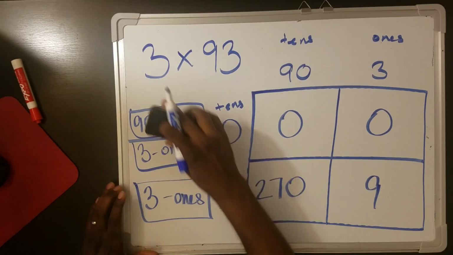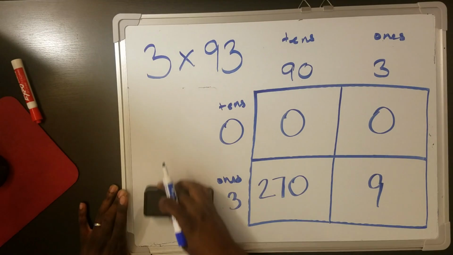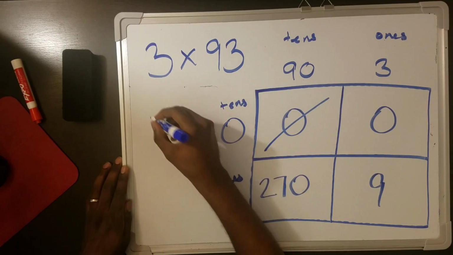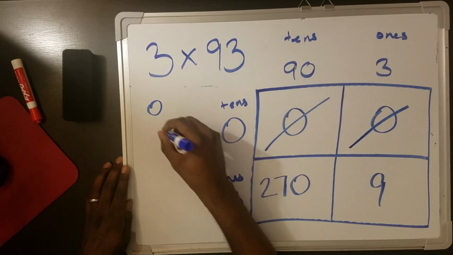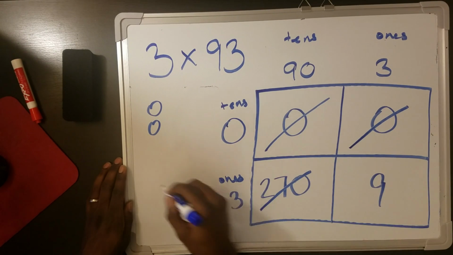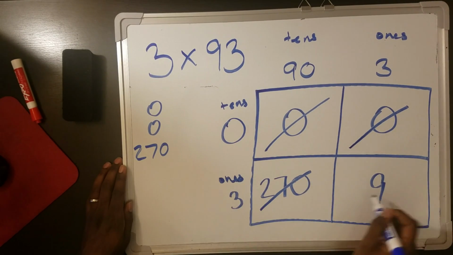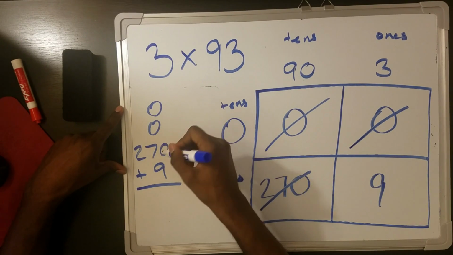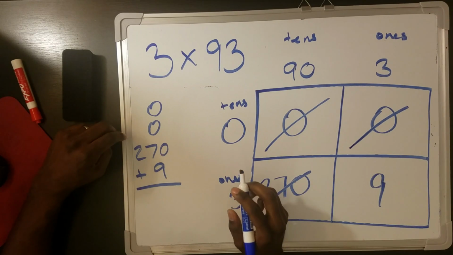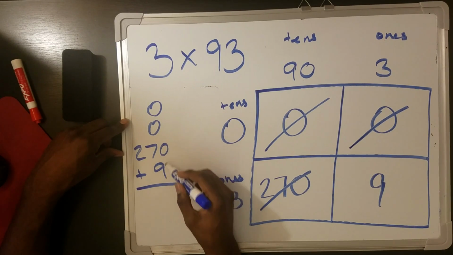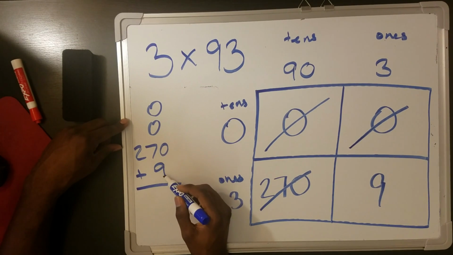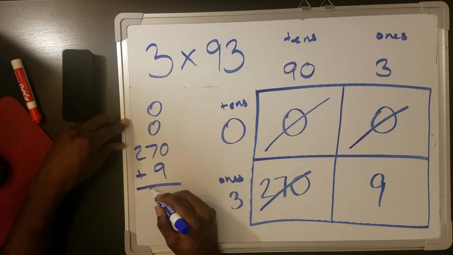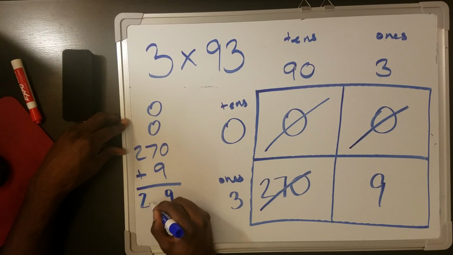What's left to do? Now we have to add everything we see. 0, and we'll cross them out as we do it. 0 plus 0 plus 270 plus 9. So 0 plus 0 plus 270, that's just 270. So let's just focus on this part right here. 270 plus 9. What's 270 plus 9? Well, 279.